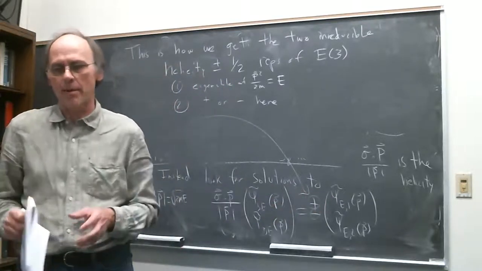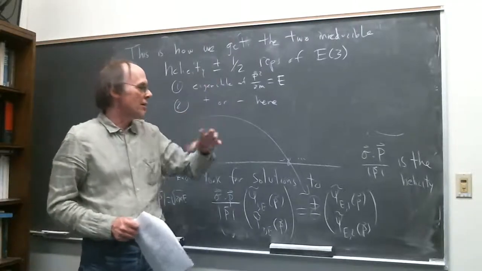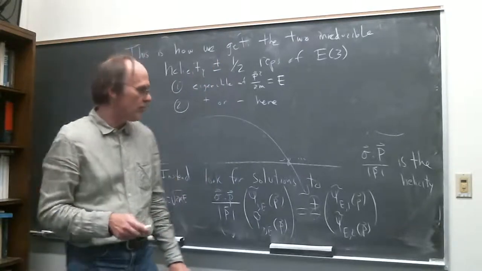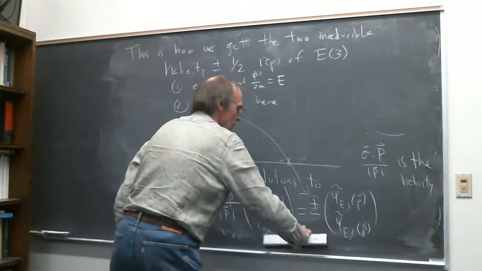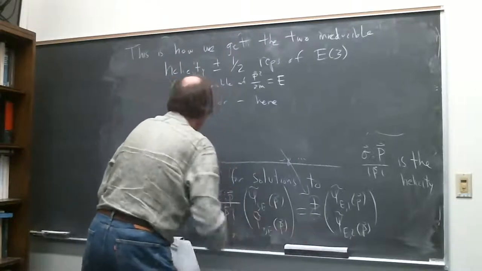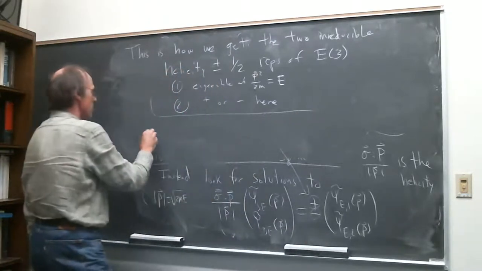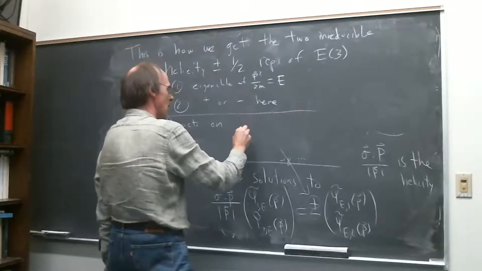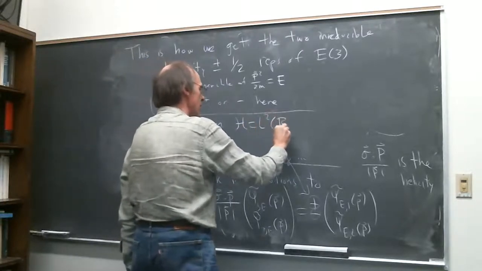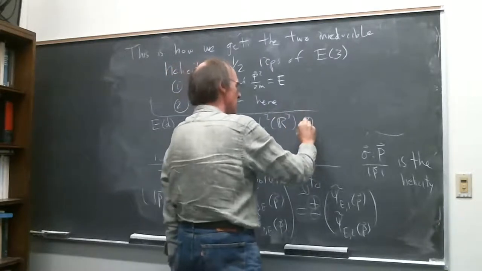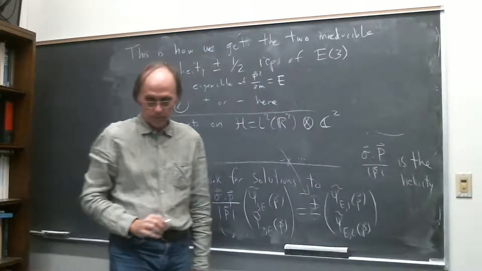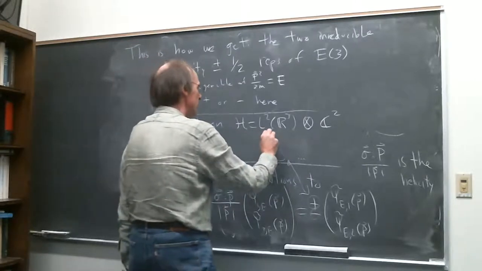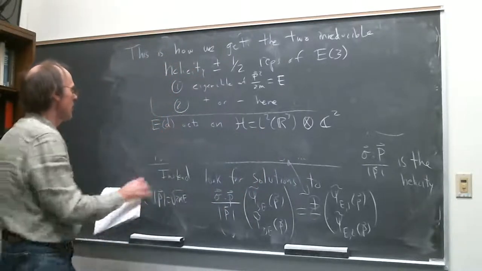Anyway, if we want to ask this very mathematical question of how E of 3 acts, maybe this is where it gets confusing. So let me say this here. E of 3 acts on H, which is L2 of R3 plus C2. Okay. But this is going to be the usual E of 3.